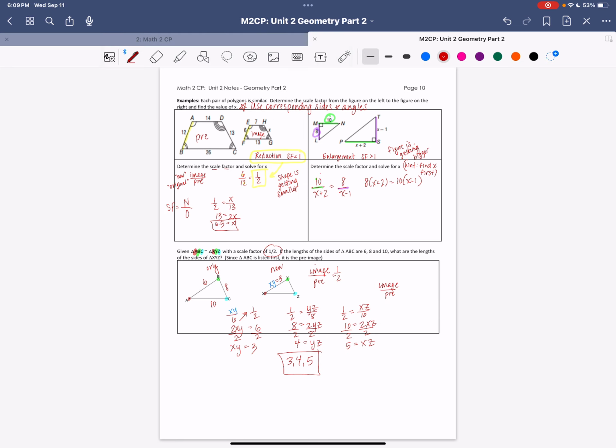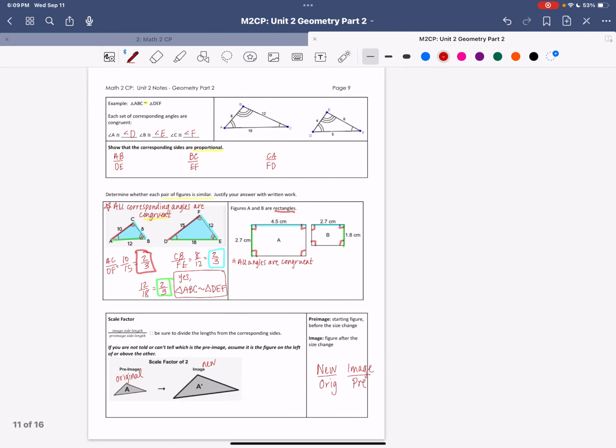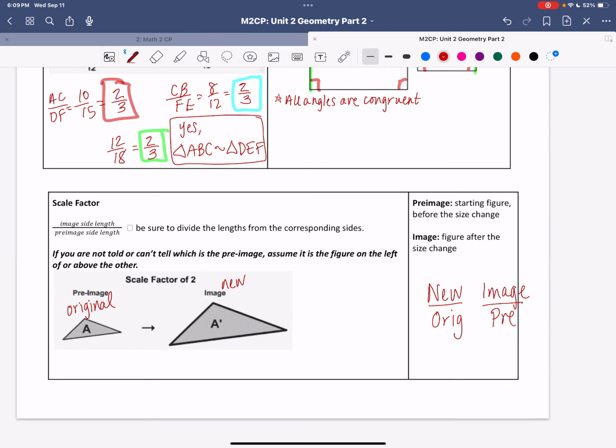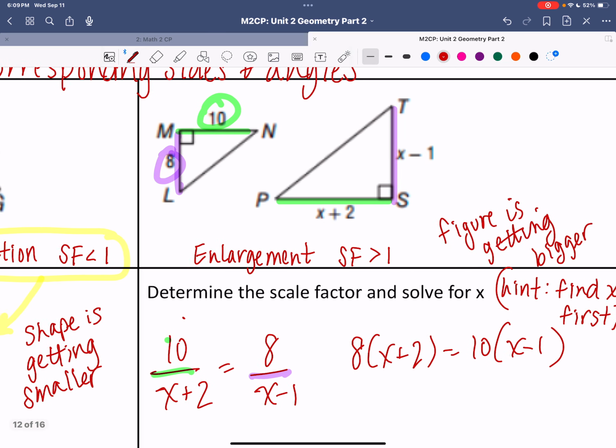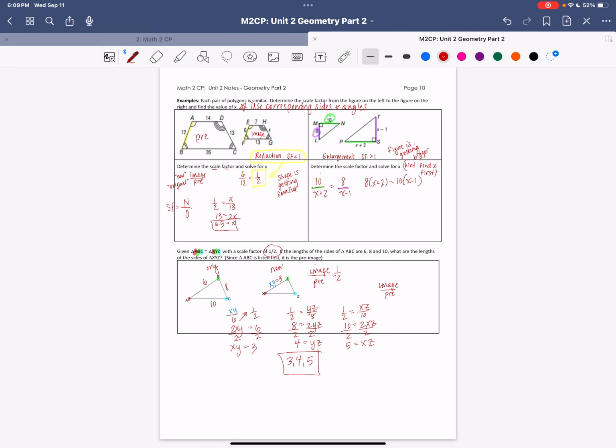Bam, that's it. So just remember, scale factor is new over original. If it is less than 1, it's a reduction. If it's greater than 1, it's an enlargement. And everything should be proportional if it is similar.